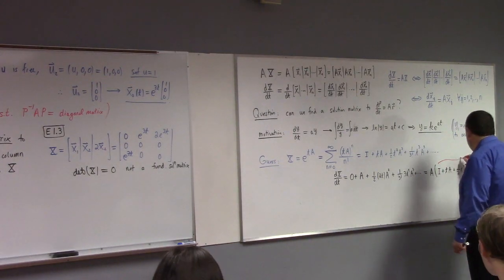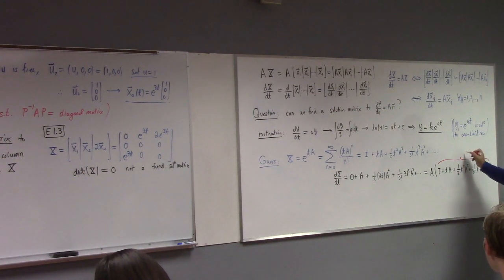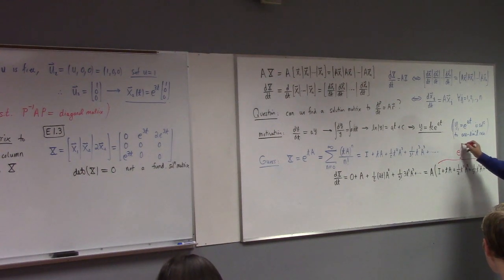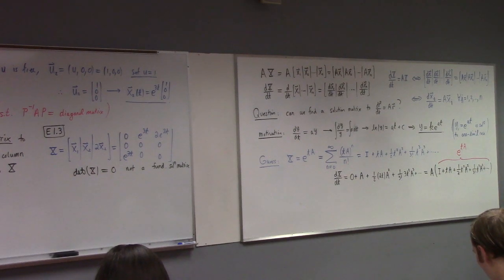It's the thing we started with. This has a name. This is the matrix exponential. It is e to the tA. What does this calculation mean? This means that the matrix exponential is a solution matrix to star. Every column in the matrix exponential is a solution to our system of differential equations.